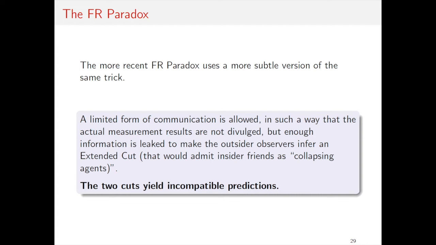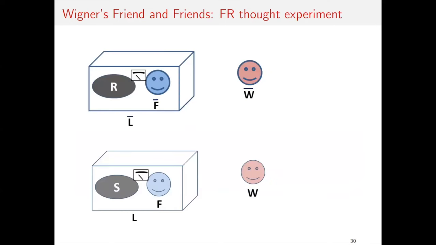But it's not much. It's not enough to give away the results, but in such a way that in a way suggests or makes people think, oh, we should allow the friends inside to be observers like me, like Wigner. So we should have an extended cut. And then that's incompatible with the minimal cut. That's what I claim, and the paradox follows from that. So this is the scenario. There are two Wigners, W bar and W. There are two friends, F and F bar, in two labs, L and L bar.